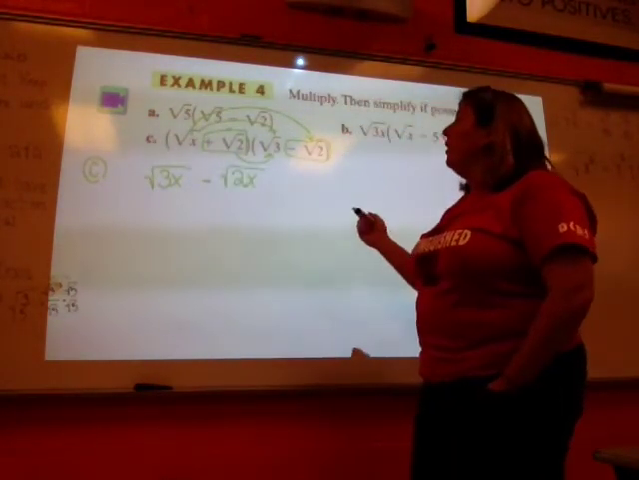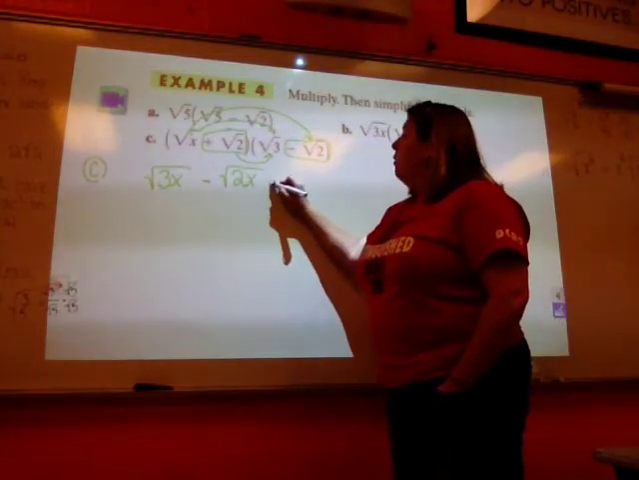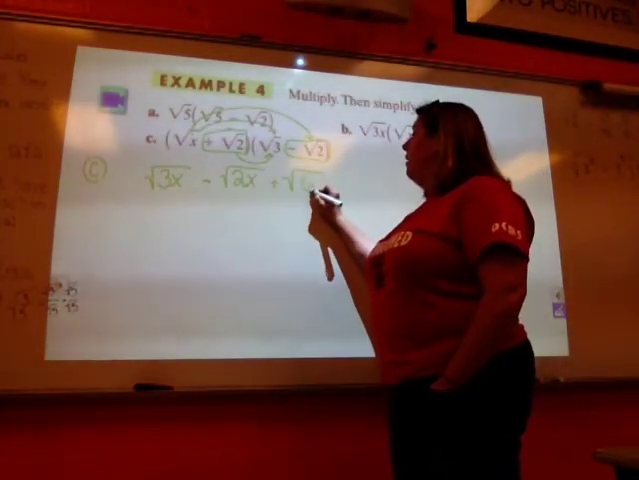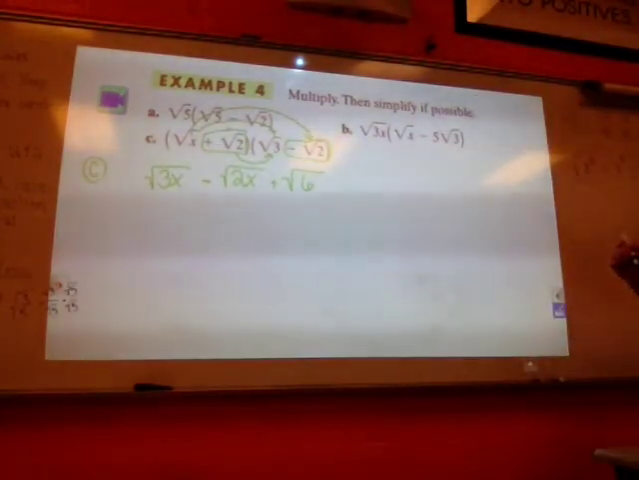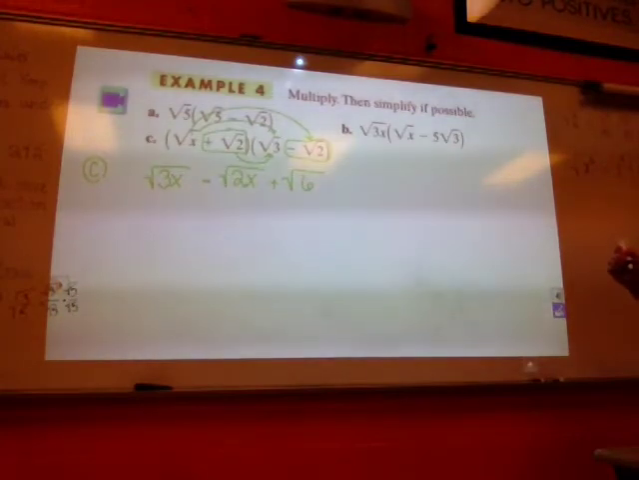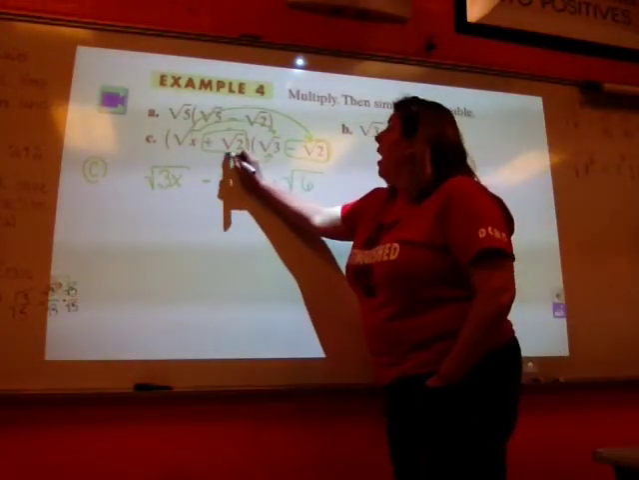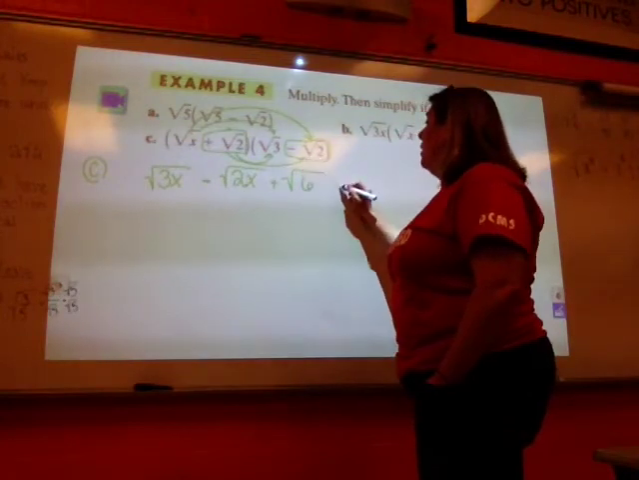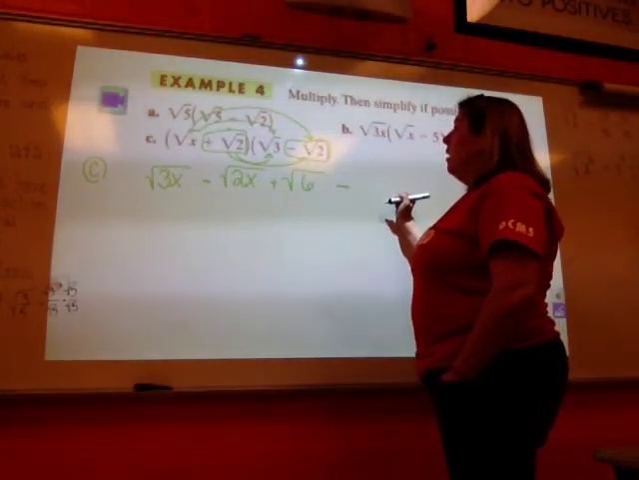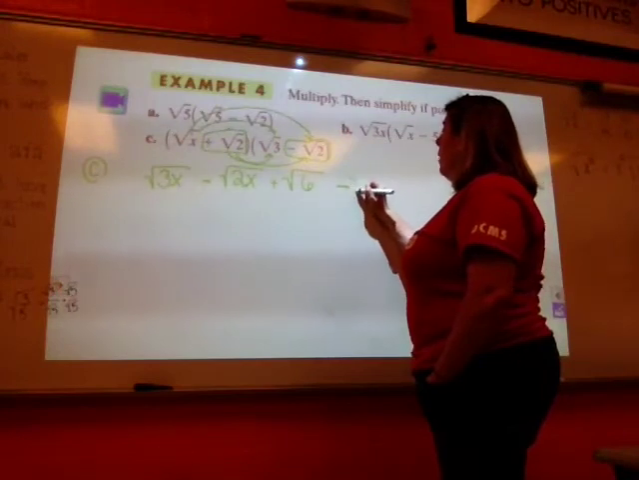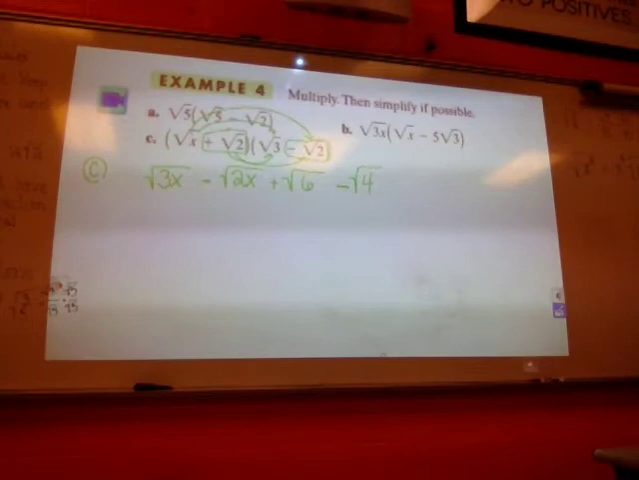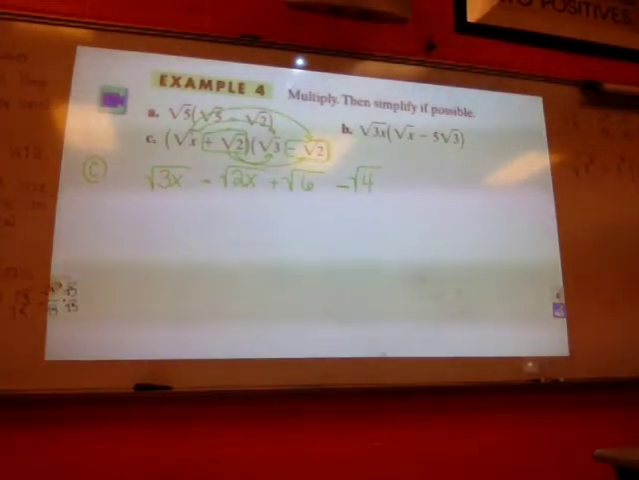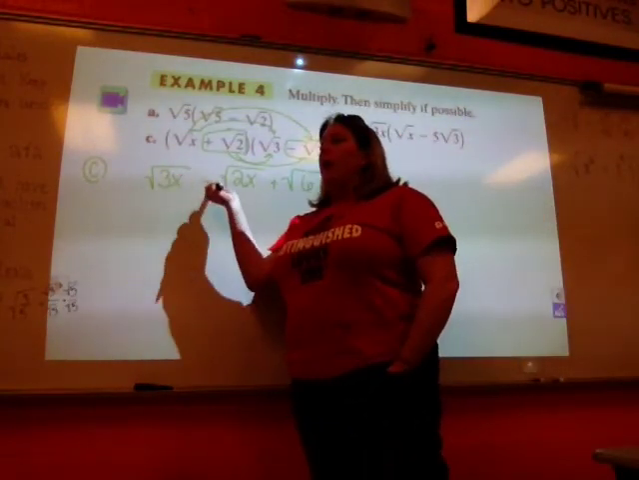Alright, so I'm going to do the positive square root of 2 times positive square root of 3, which is going to give me positive square root of 6. And then I'm going to what? Do positive square root of 2 times negative square root of 2, which is going to give me what? Negative square root of 4, or negative 2.